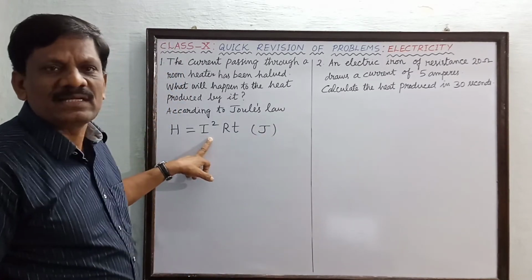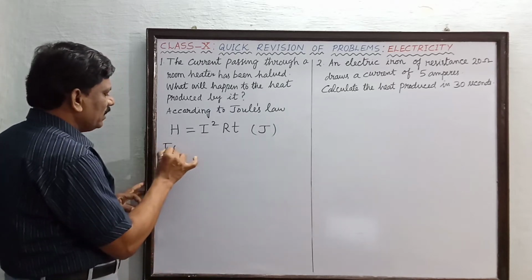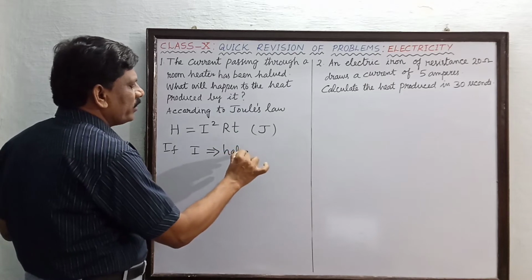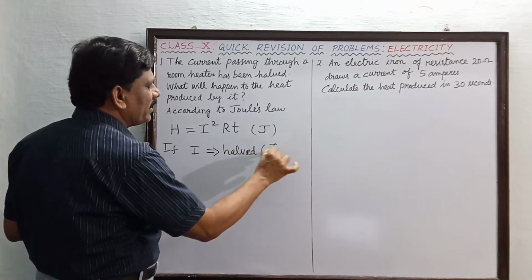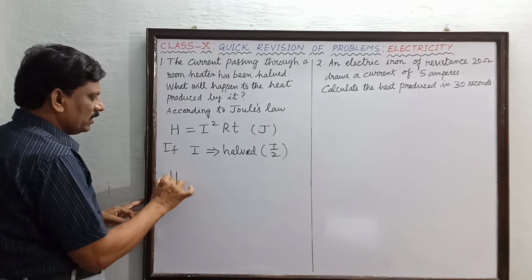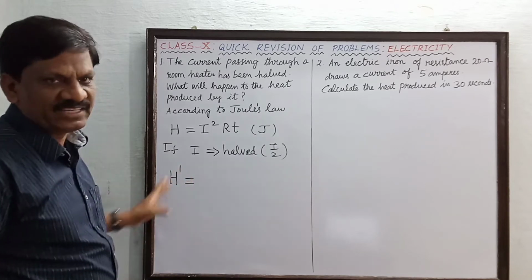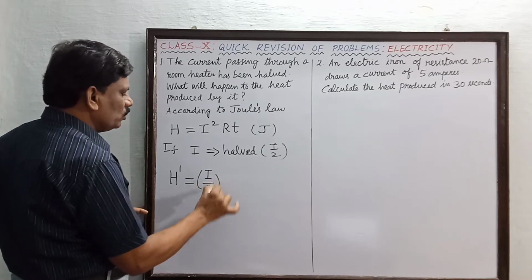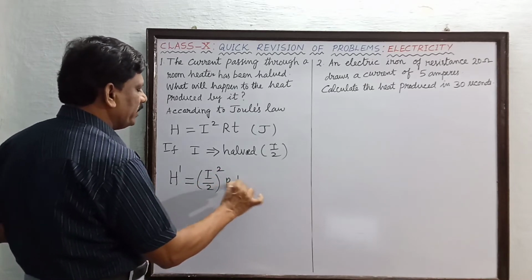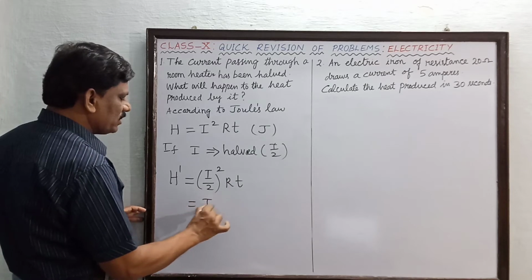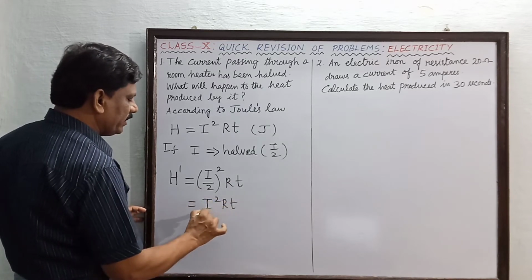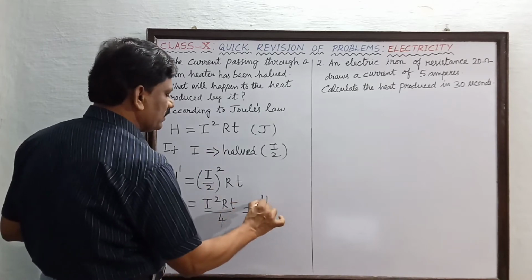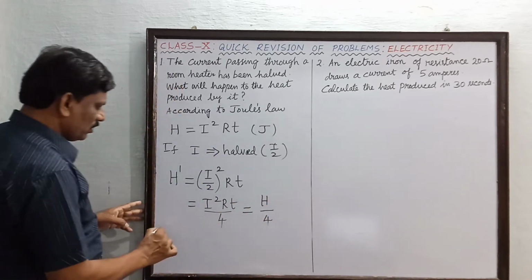If the current is halved, I becomes I by 2. So if I is halved, that is it becomes I by 2, then the heat produced, I will take it as H dash. So H dash is equal to I by 2 the whole square into R into T. So this is equal to I square RT divided by 4. So this is equal to H by 4.